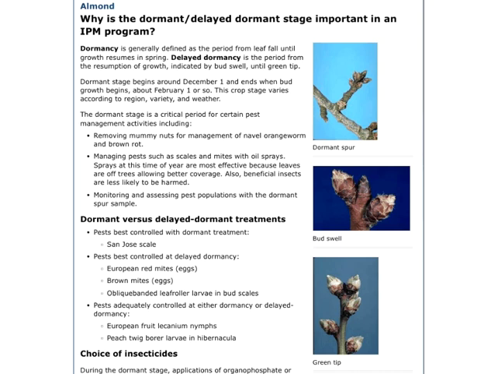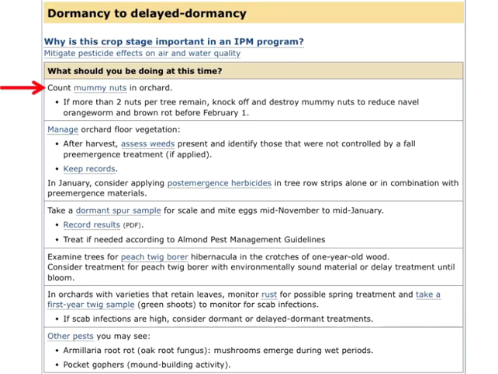It is an important stage in an IPM program because this is a critical time for dormant spur sampling, removing mummy nuts, and deciding if you will control pests such as mites and scales with dormant oil sprays. By catching pest problems early, you avoid the need for broad-spectrum pesticides like organophosphates and are applying control measures when natural enemies are less active, thereby protecting them. Use the checklist so you know what to do.